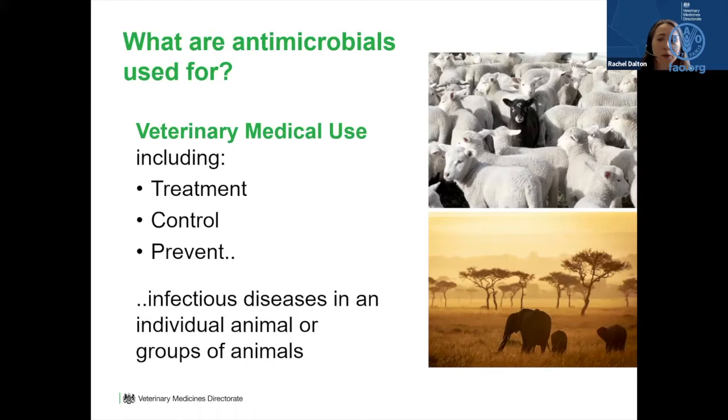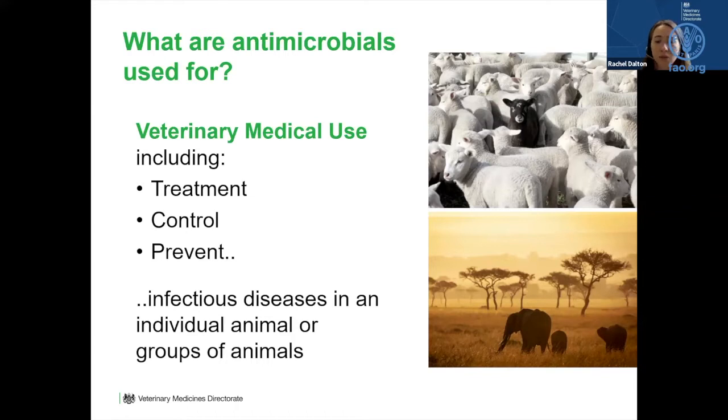So when antimicrobials are used within a veterinary medicine context, the use can be roughly divided into 3 categories. Starting with treatment: when an animal or a group of animals is showing clinical signs of an infectious disease. Antimicrobial medicines can also be used in the control. So when an antimicrobial is administered to a group of animals, some of which are infected, some of which are healthy, to try and minimize the spread of a disease and resolve the disease in the infected animals.